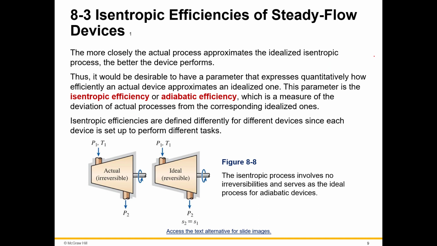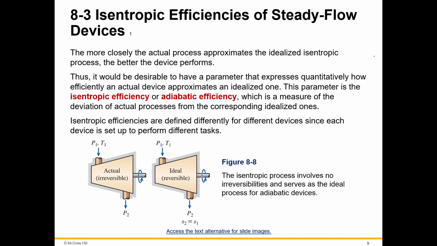So here, the more closely the actual process approximates the ideal isentropic process, the better the device performs, of course. The closer we get to an ideal anything, the better the performance. Thus, it would be desirable to have a parameter that expresses quantitatively how efficiently an actual device approximates an ideal one. So we want a parameter that says, hey, this is our ideal limit.